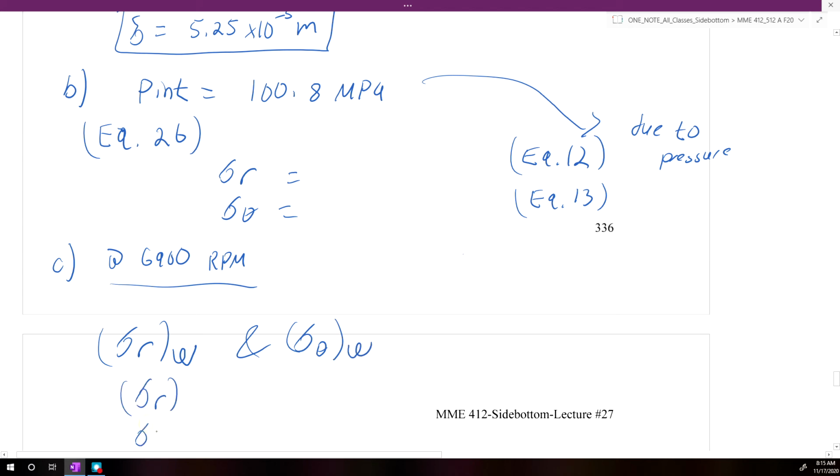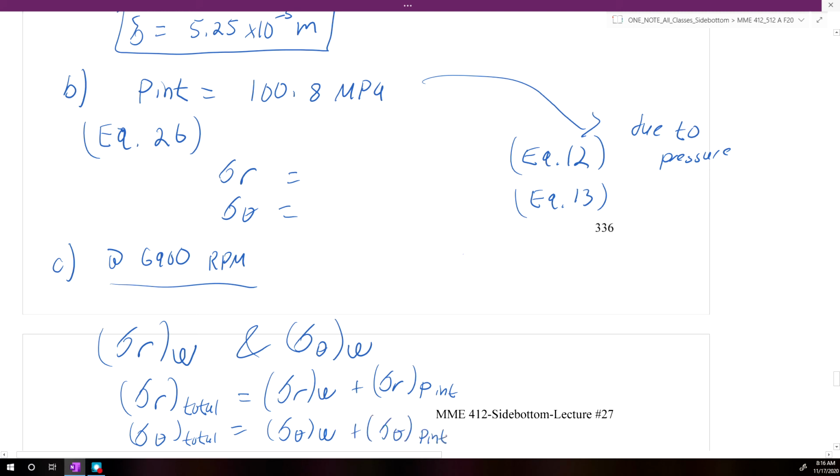and our total sigma theta by adding the values of sigma r omega plus sigma r due to the interference pressure. And then we can do the same thing for our tangential stress. We just add the stress due to rotation plus the stress due to the interference pressure.